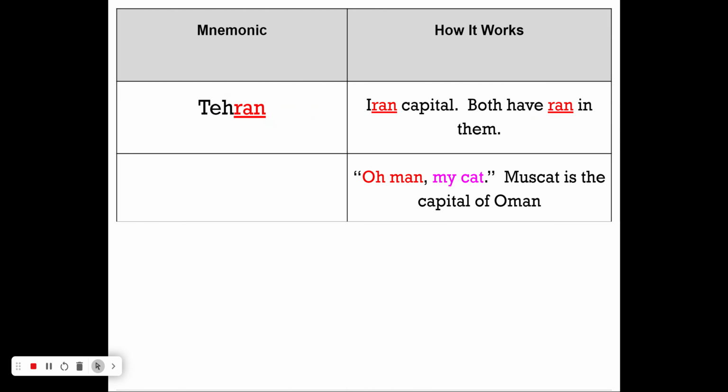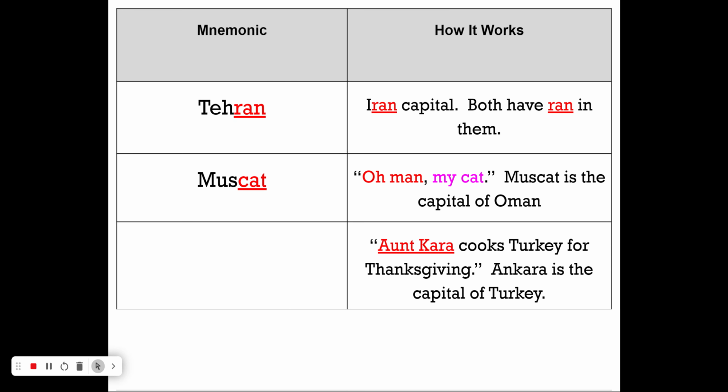Capital city mnemonic number 2 is Oh Man My Cat. Muscat is the capital of Oman. So if you can remember Oh Man My Cat, you should be able to remember that Oman's capital is Muscat. So match up cat, Oman, and you will be able to link those two together.